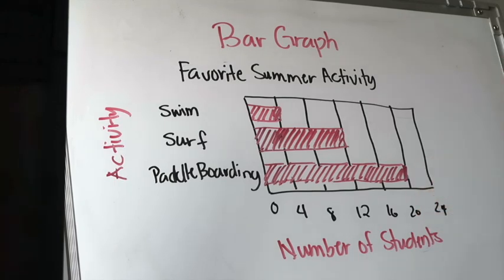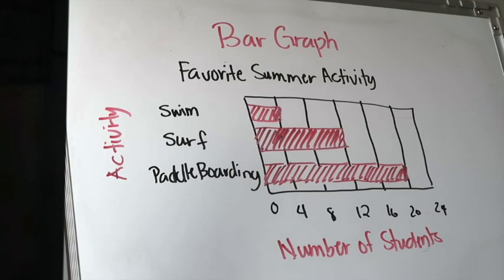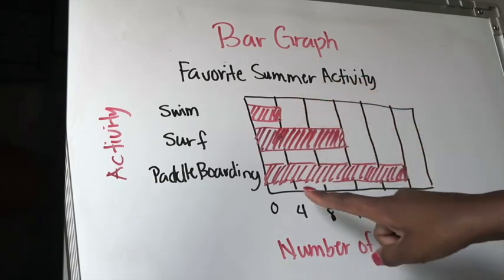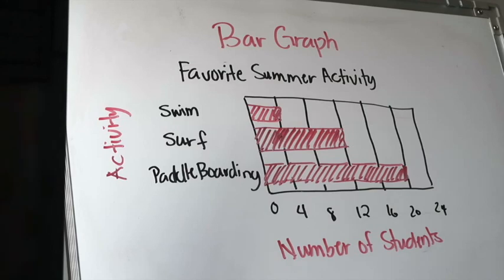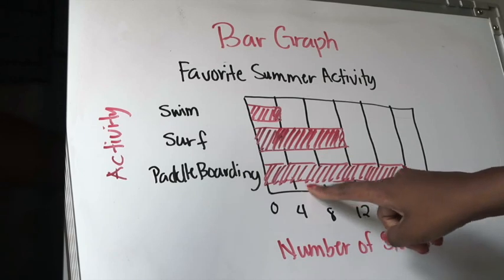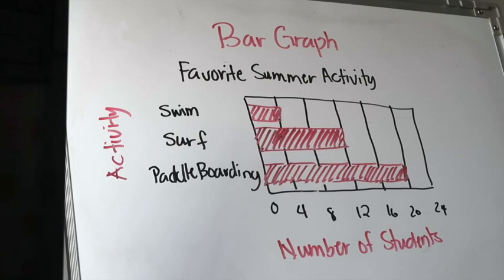So if I wanted to compare some data here, I would ask myself, okay, out of all 3 categories, which one was the most popular? Well, the bar graph shows me that paddleboarding was the most popular. If I wanted to compare swimming to paddleboarding, I can look at my bars and say, okay, swimming was less popular than paddleboarding. If I wanted to look at paddleboarding versus surfing and compare data, I would say, okay, paddleboarding, based on the length of the bar, was more popular than surfing. So that is a horizontal bar graph.